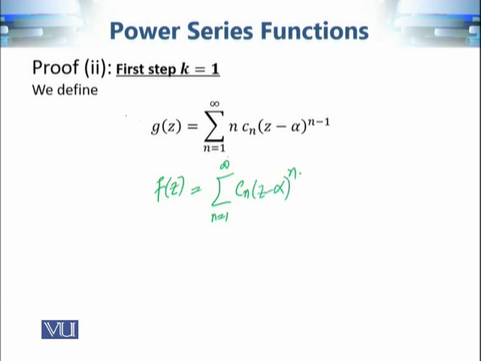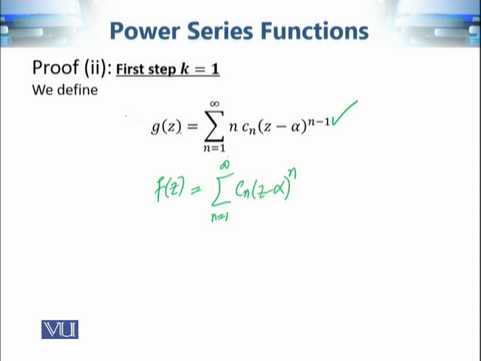And if we assume that the function is differentiable and the derivative can be obtained by term by term differentiation, then what is going to be the derivative if we differentiate each and every term? Obviously, this is going to be g of z. So that's why we want to prove that the derivative of the function at some point z0 of the domain is going to be g of z0.